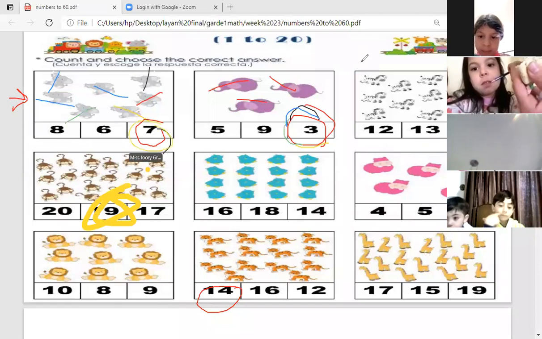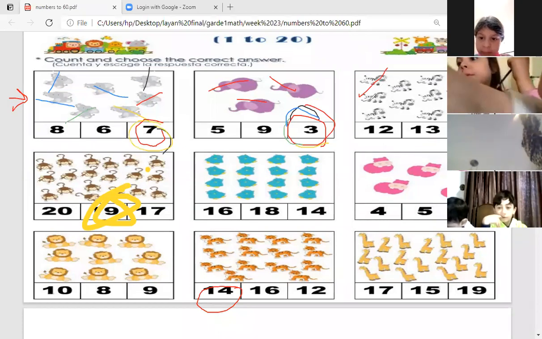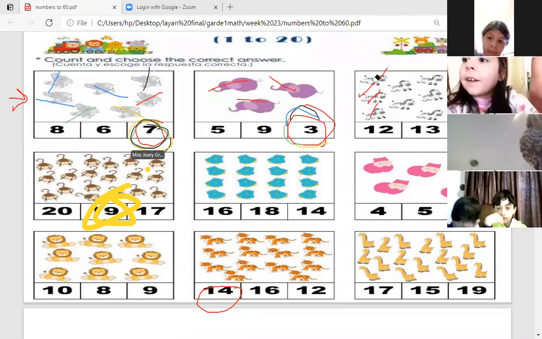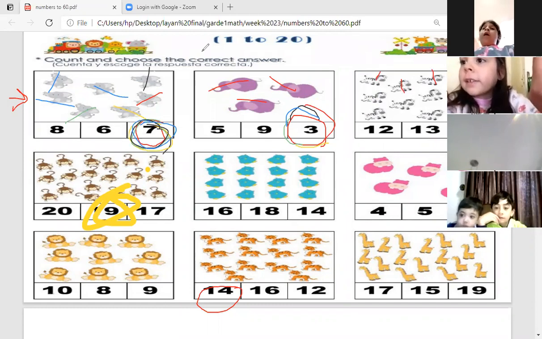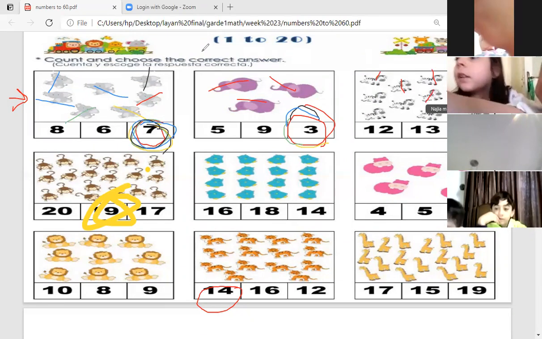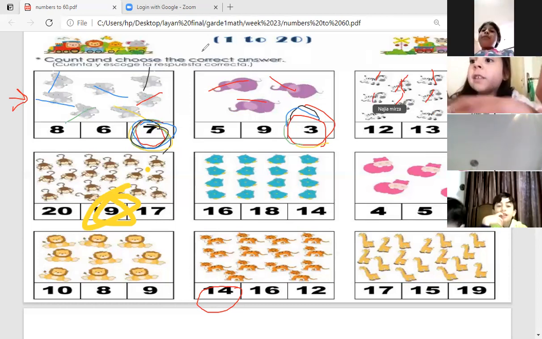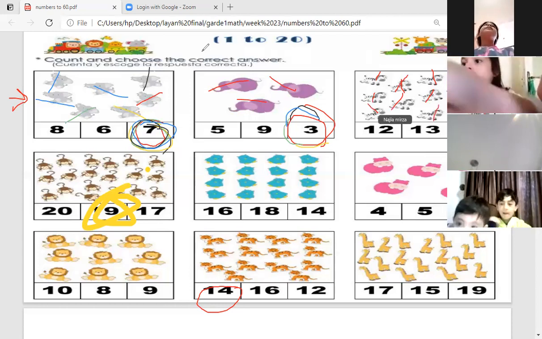Count them again. You counted them wrong, don't count them like that. Count them one by one, stacked on top of each other. Yes, you can. One, two, three, four, five, six, seven, eight, nine, ten, 11, 12. Twelve, excellent.